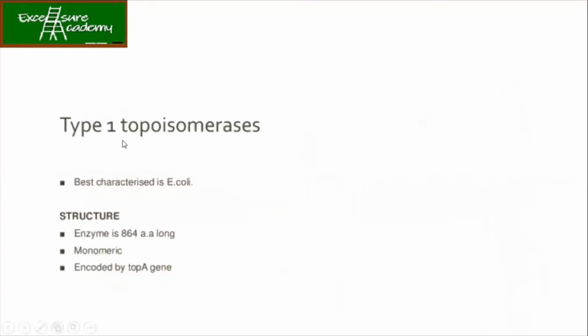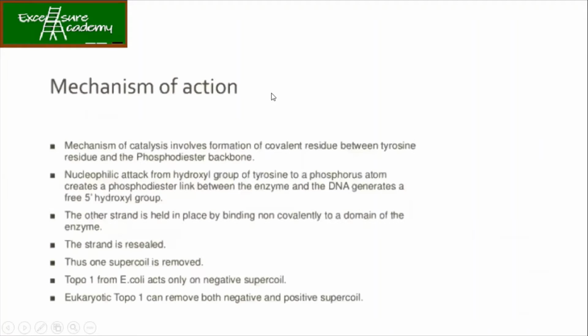So let's talk about topoisomerase 1. It is best characterized in E. coli. It is monomeric. It is encoded by the topA gene. Okay, so mechanism of action. This is important. The mechanism of catalysis involves formation of a covalent bond between a tyrosine residue and the phosphodiester backbone.